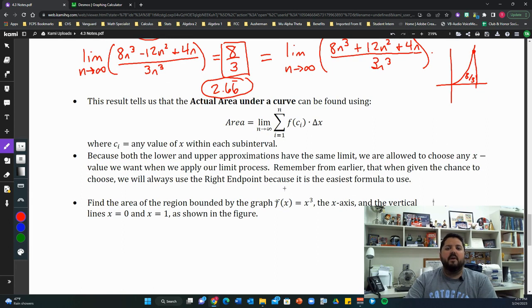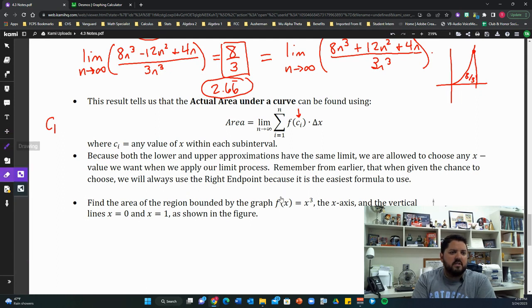We now know how to find the exact area under any curve on a given interval. To do it, we simply need to take the limit as n approaches infinity of the summation from i equals 1 to n of f of c sub i times delta x. Well, c sub i, that's a noticeable change from the way that we were writing it before. Before it was x sub i. Now I changed it to c sub i. I like to think of c sub i as your choice.